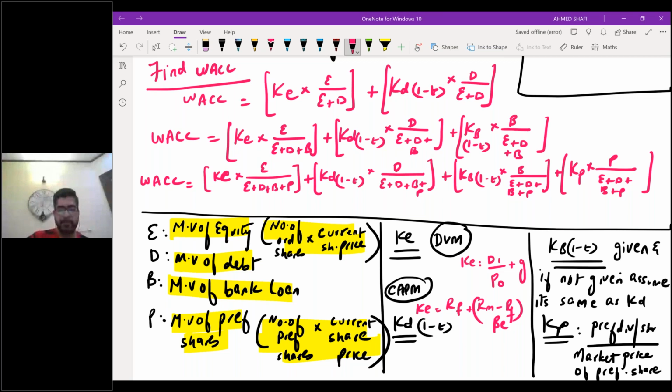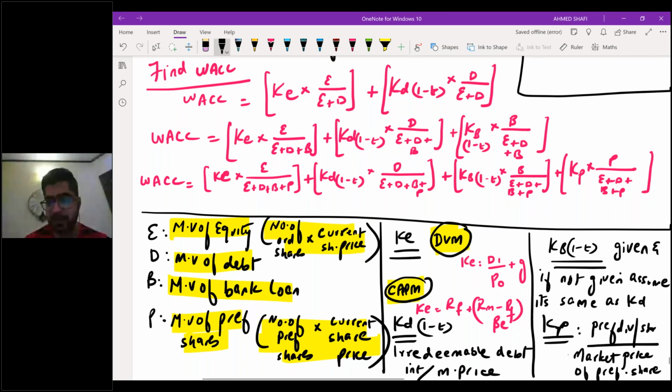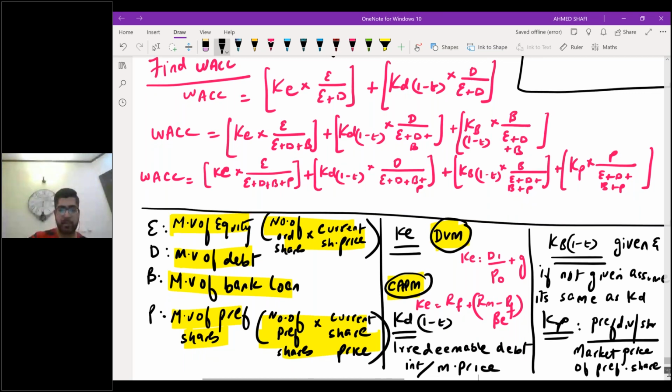And for KD, if debt is irredeemable, it's interest upon market price. And if debt is redeemable or convertible, it's determined through IRR approach.